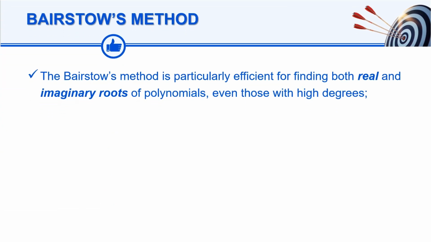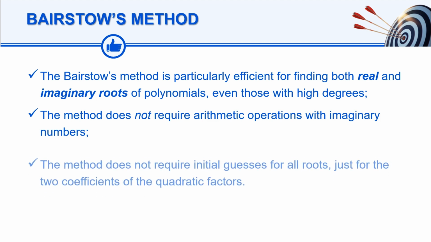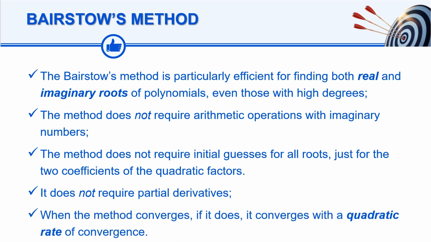The advantages of the method are: the Bairstow method is particularly efficient for finding both real and imaginary roots of polynomials, even those with high degrees. The method does not require arithmetic operations with imaginary numbers. The method does not require initial guesses for all roots, just for the two coefficients of the quadratic factors. It does not require partial derivatives. When the method converges, it converges with a quadratic rate of convergence.